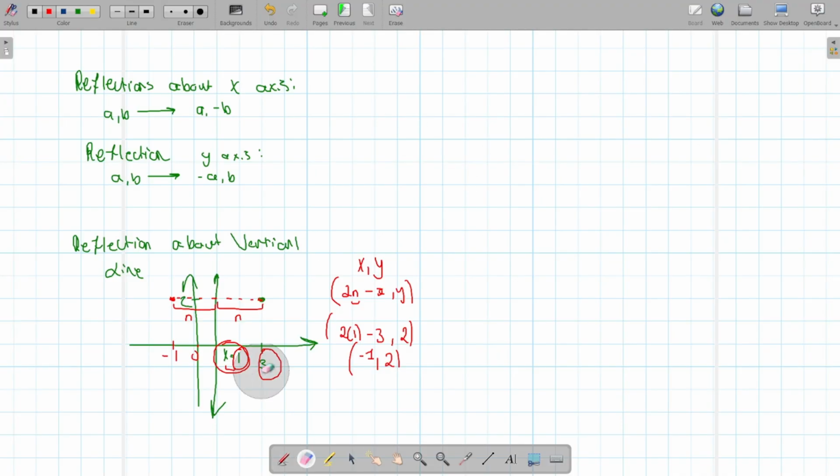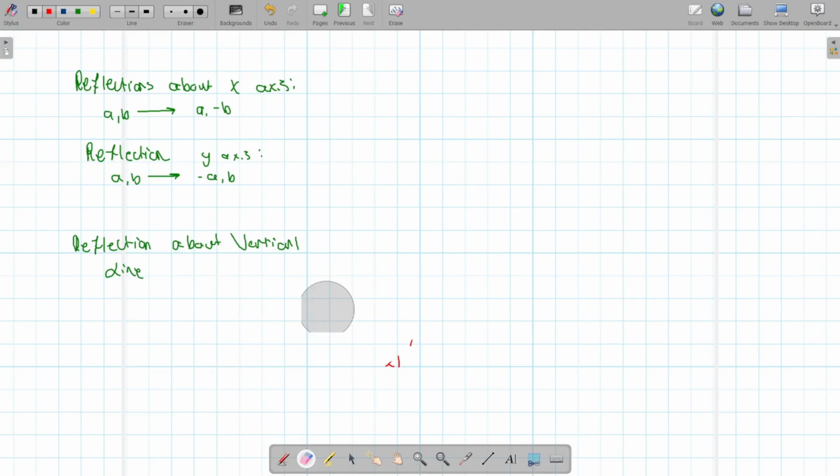That's for the vertical line, if you have x equals something. Let me clean this up and give it to you like this: 2n minus x comma y. Vertical line, I'll put it in brackets, x equals n.